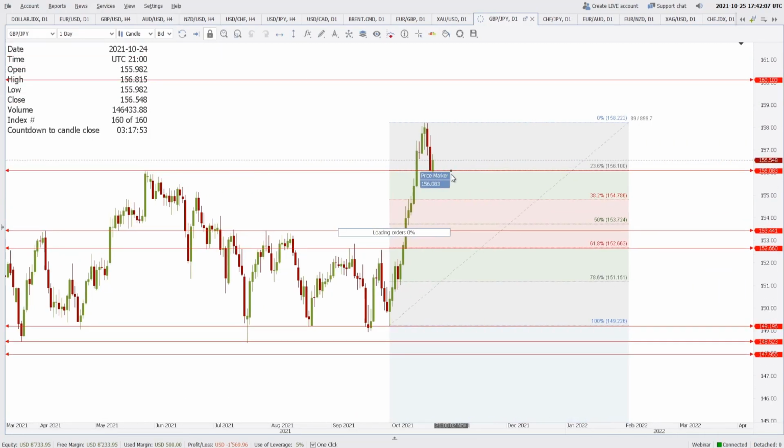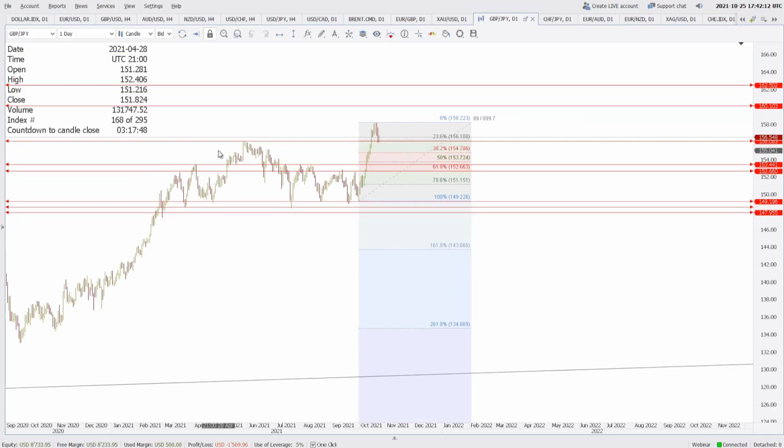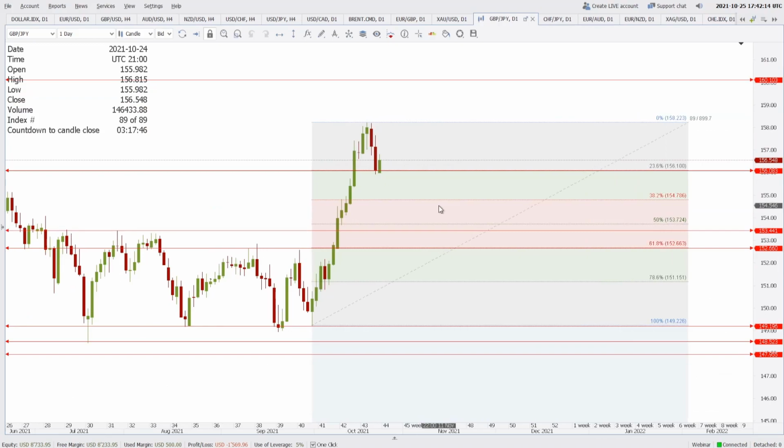GBP JPY found support at 156.08. This is a multi-year resistance that the price has broken. So now 156.08 is the support. The next resistance is at 160.10.